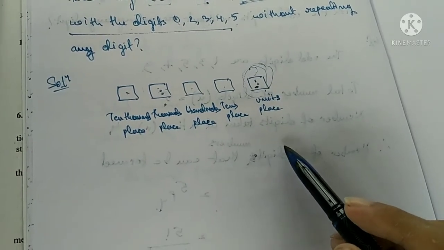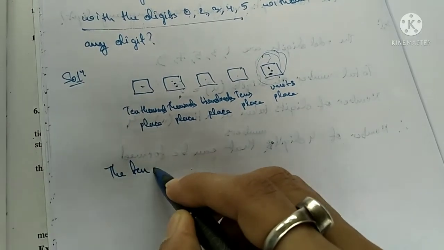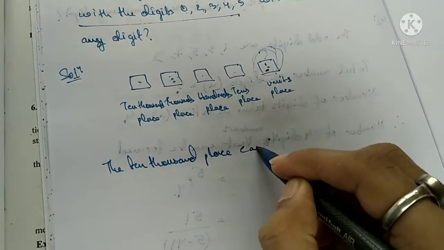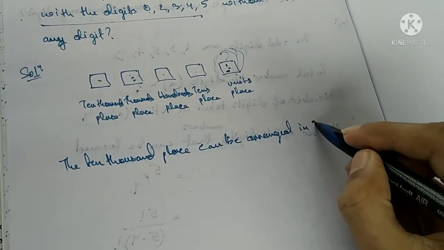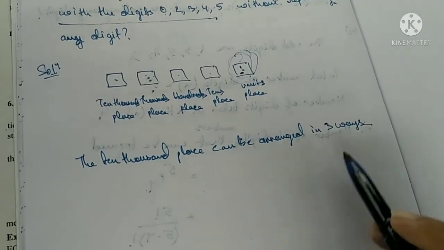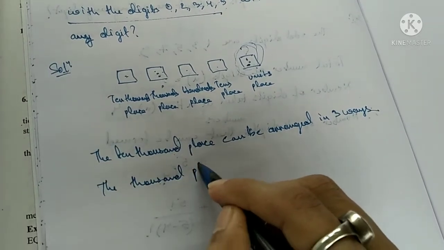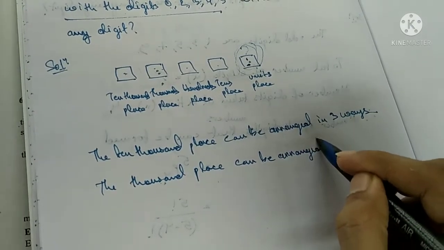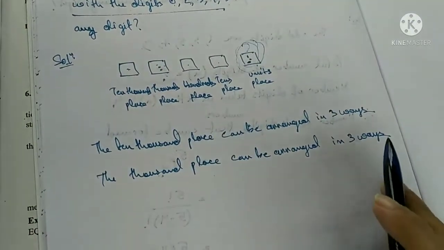Now I have told you that the 10,000 place can be arranged in how many ways? 3 ways. Therefore I will write, the 10,000 place can be arranged in 3 ways. And then next, the 1,000 place can be arranged in 3 ways. The 1,000 place also can be arranged in 3 ways. I have already told you.